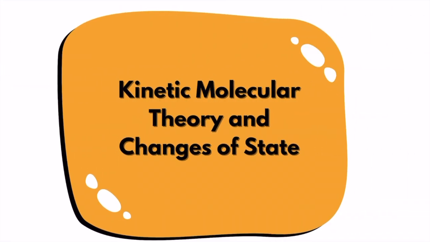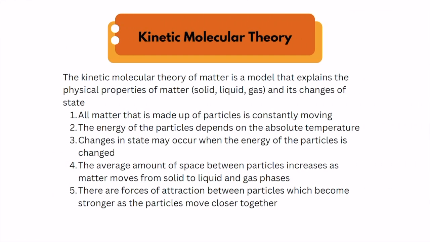Now we're gonna sort of switch gears into kinetic molecular theory and changes of state. So kinetic molecular theory consists of 5 parts. It is a model that explains the physical properties of matter, so solid, liquid, and gas, and its changes of state. So the first rule, all matter that is made up of particles is constantly moving. 2, the energy of the particles depends on the absolute temperature. 3, changes in state may occur when the energy of the particle is changed.